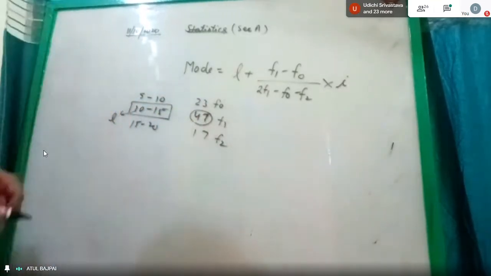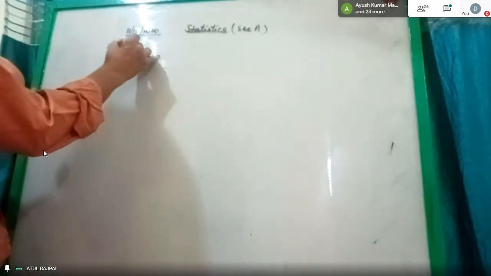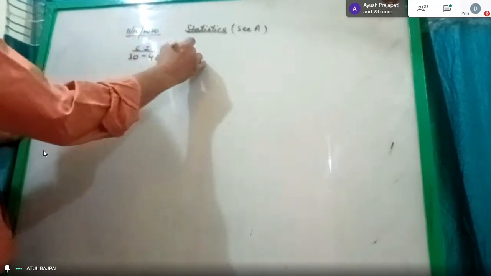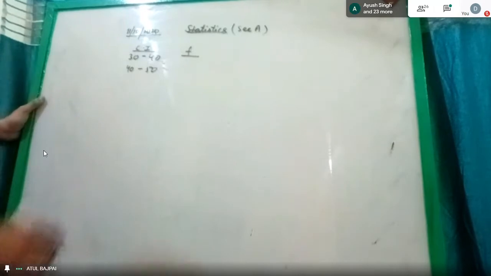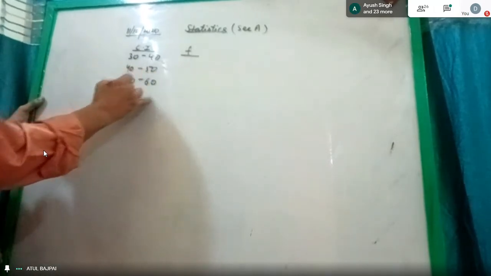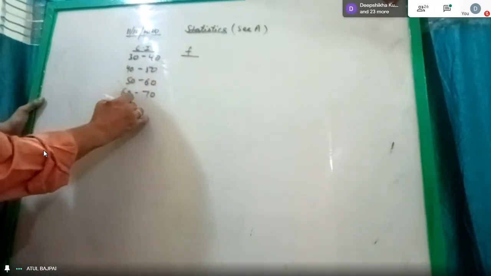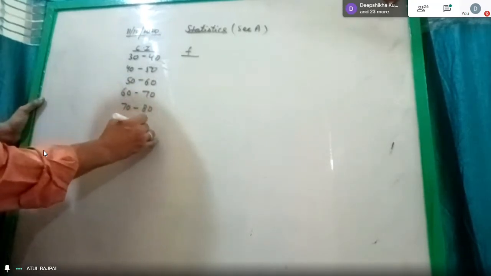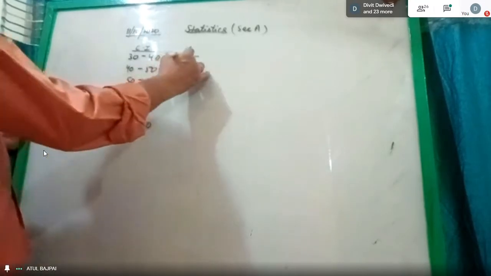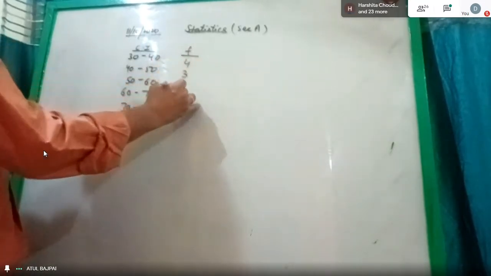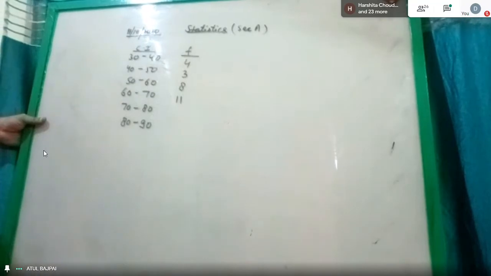Let us put the values. Take the question: 30 to 40, 40 to 50, and so on, continue till 90. The frequencies are 4, 38, 11, 6, 2.